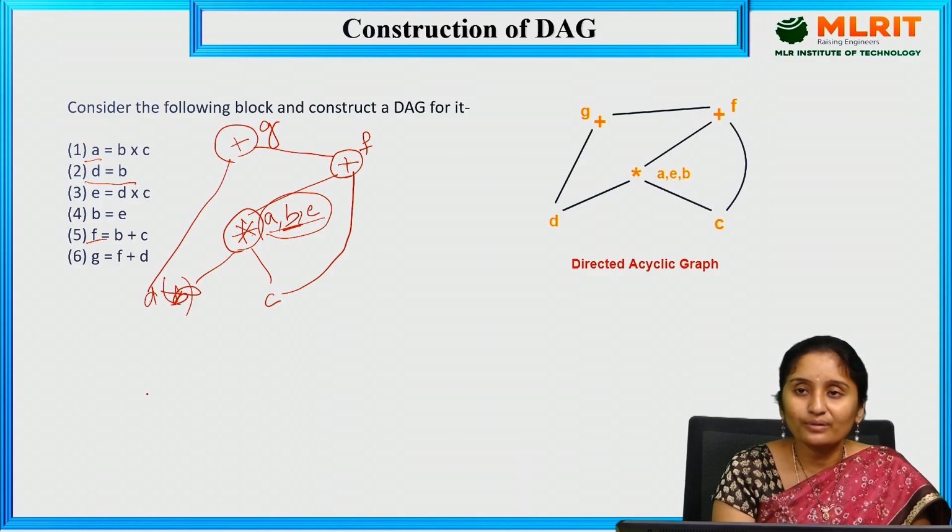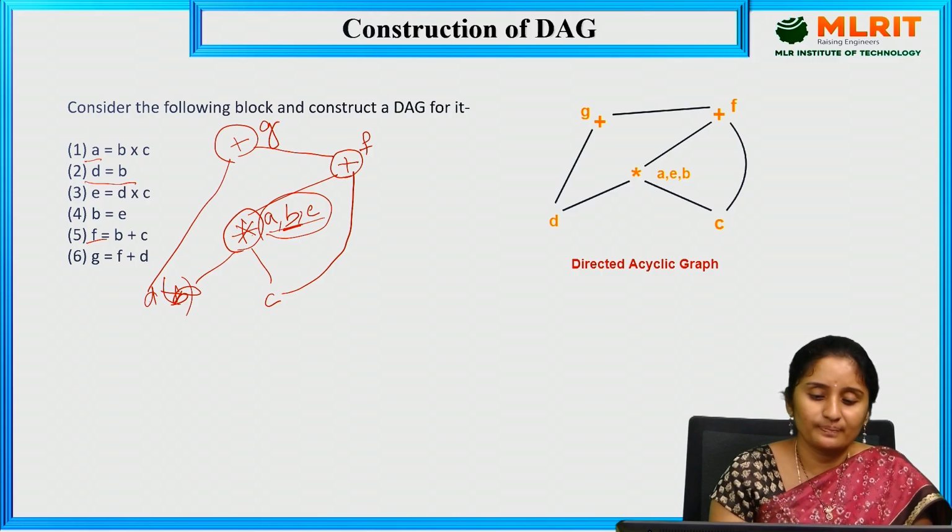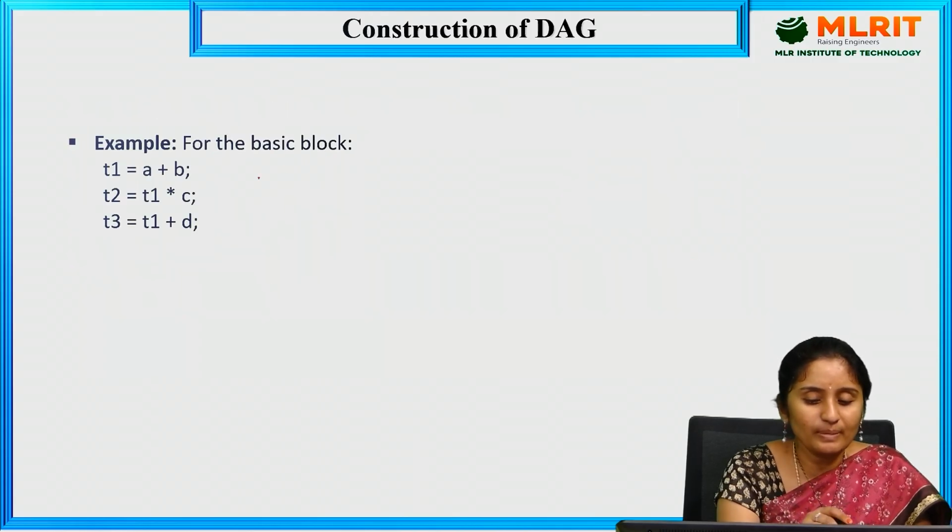We are going to reduce the size of the expressions. Nothing but these 6 statements I am going to reduce here by eliminating the common sub-expressions, or by eliminating redundancy expressions, or by doing some dead code operations. So the next one, for the basic block, construct the DAG.